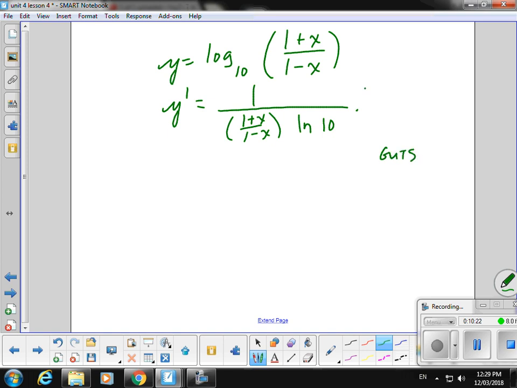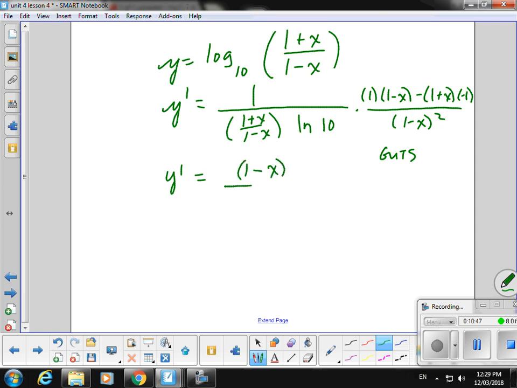My quotient rule is, here we go, the derivative of the top times the bottom, subtract the top times the derivative of the bottom, over the bottom squared. So that is my derivative. It is hideous beyond all reason, but I'm going to tidy it up a little bit. I've got this fraction under a fraction, which is bad form. So 1 minus x over 1 plus x, ln 10 is better.